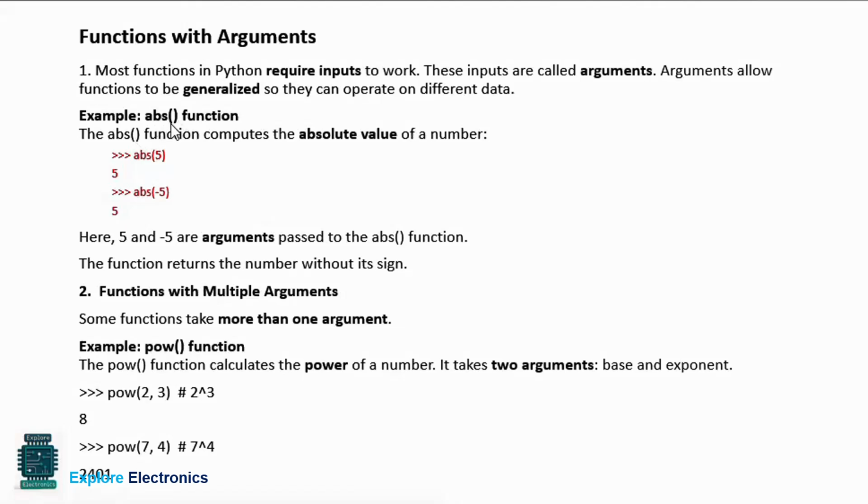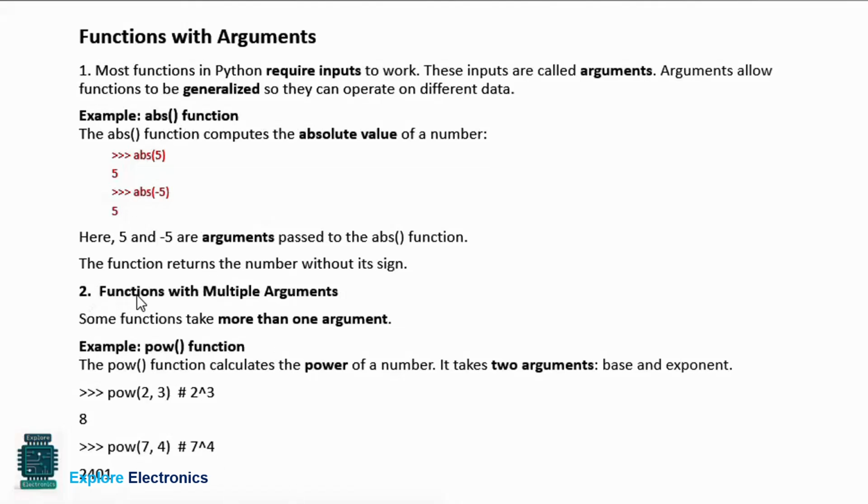In the example, we have taken the absolute function. The absolute function computes the absolute value of a number. Inside it I have taken 5 and minus 5. It will give the output as 5 only. Here 5 and minus 5 are the arguments passed to the absolute function. These are called arguments because they work as input. The function returns the number without its sign.